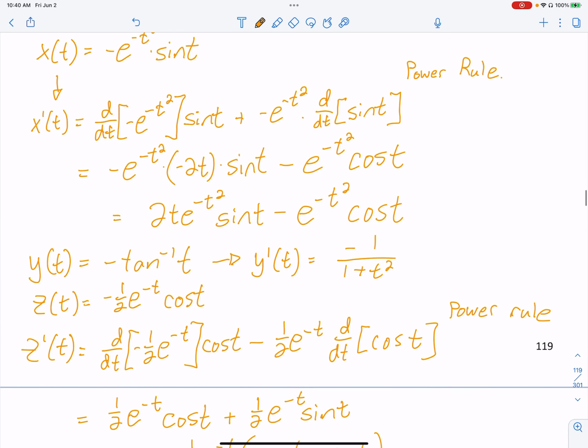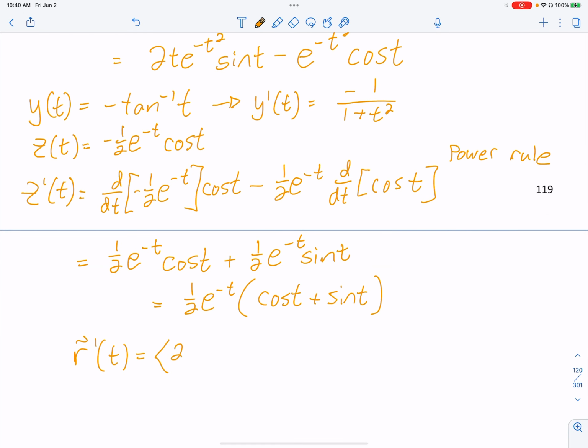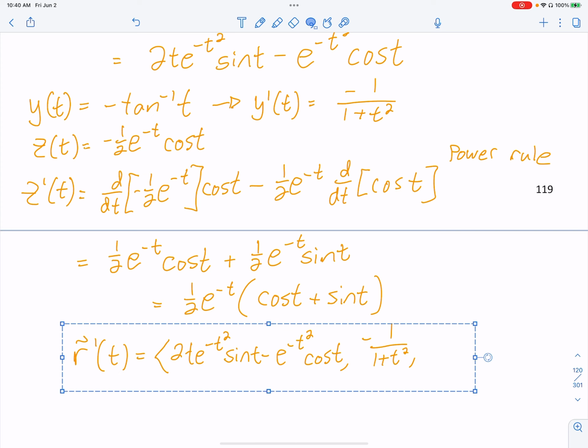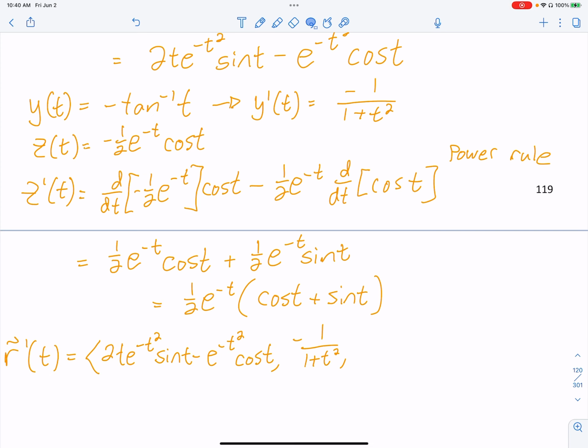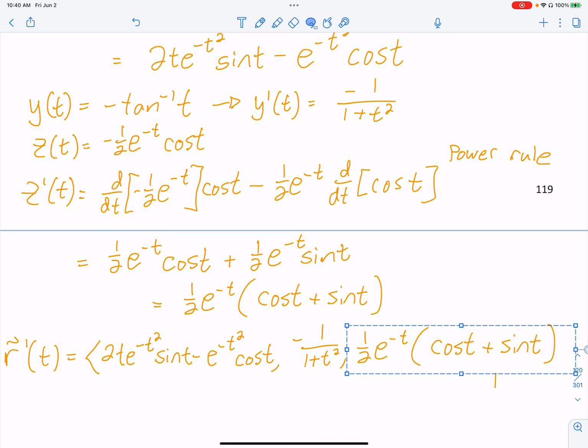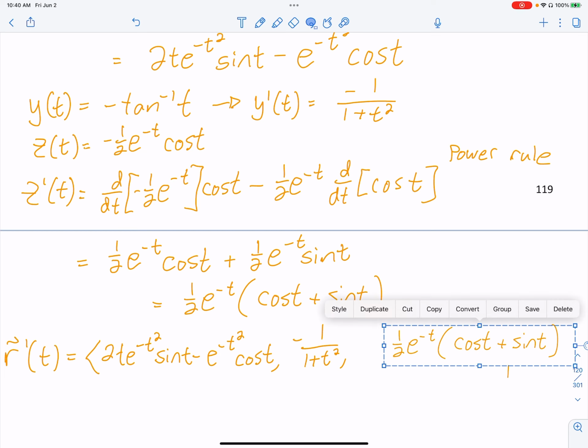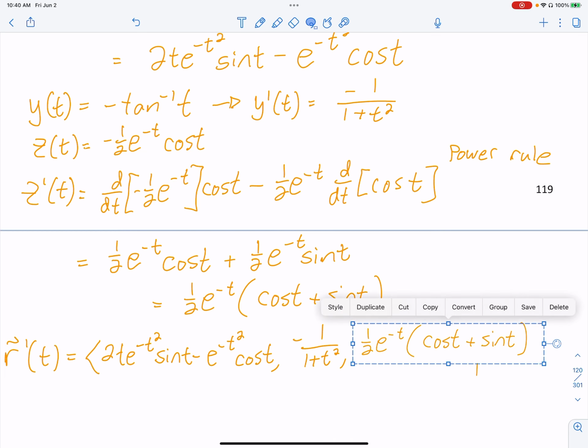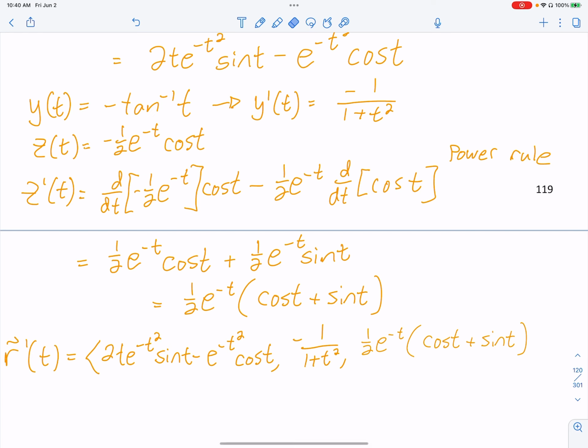so the derivative for my vector valued function is, I forgot what x was, oh, it's right there, 2t e to the negative t squared sine t minus e to the negative t squared cosine t, comma, negative 1 over 1 plus t squared. And then the last component, let me move some things over, I'm going to be lazy here. I know you can't do it, but I can. I can duplicate, and I'm going to throw that there, make it a little smaller. There we go. And there is my third component.